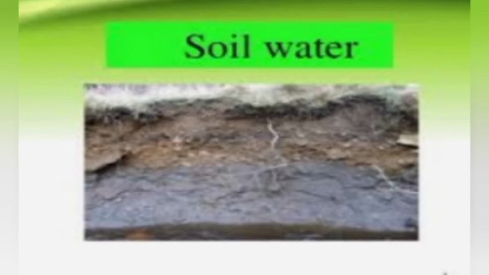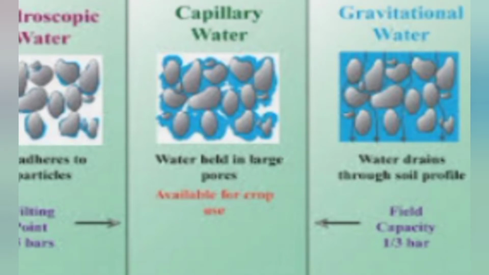Now we are going to see the types of soil water in the soil. Here I have three types of soil water: hygroscopic water, capillary water, and gravitational water. Actually, hygroscopic water is water that is not available to plants. It's usually in the soil in a very firm form, so it can only be removed by heat or high temperature.